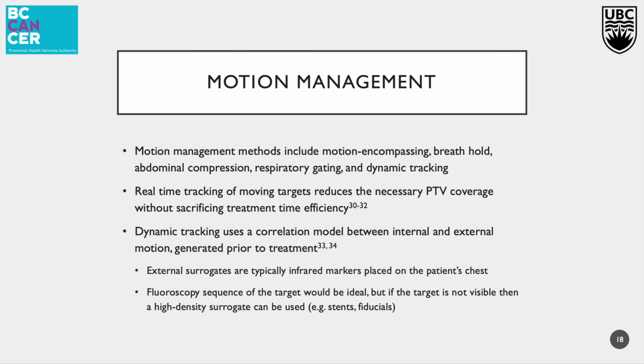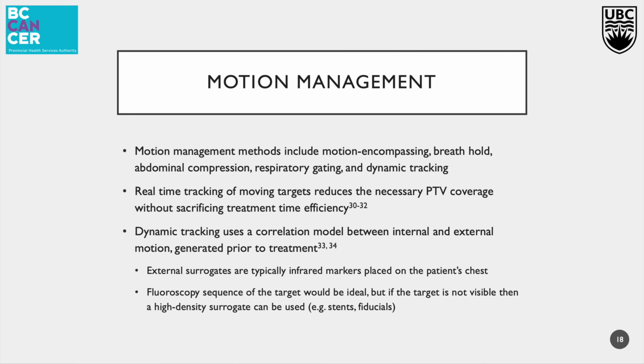Now, dynamic tracking continuously adjusts radiation delivery throughout the treatment period, which reduces the necessary PTV coverage without sacrificing treatment time efficiency. The way this works is dynamic tracking uses a correlation model between internal and external motion, which is generated prior to treatment. The external surrogates are typically infrared markers placed on the patient's chest, and then kilovoltage X-ray fluoroscopy imaging of the target would be ideal for the internal target, but if the target is not visible, then a high-density surrogate can be used, such as stents or fiducials.